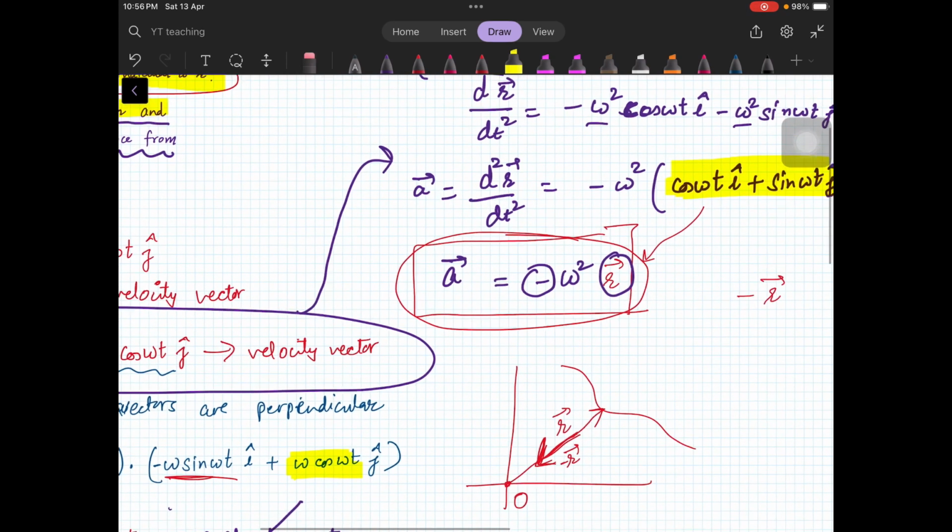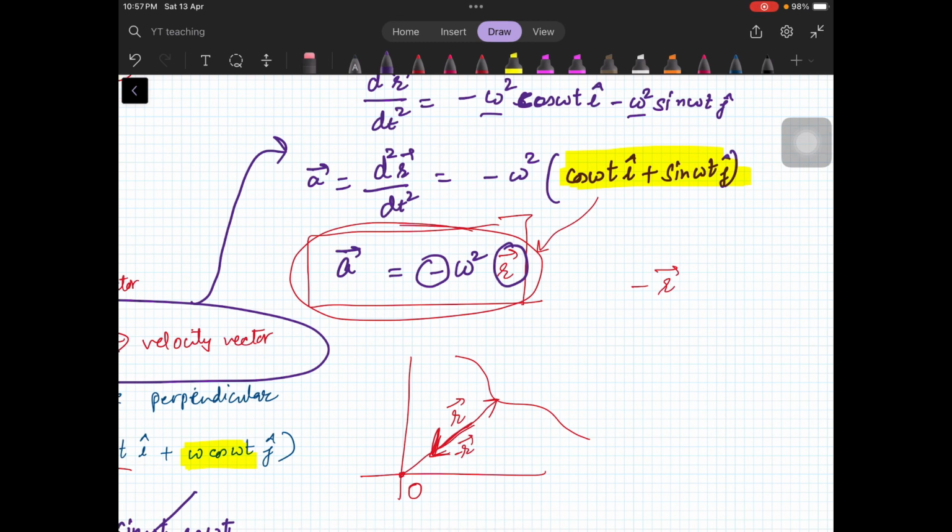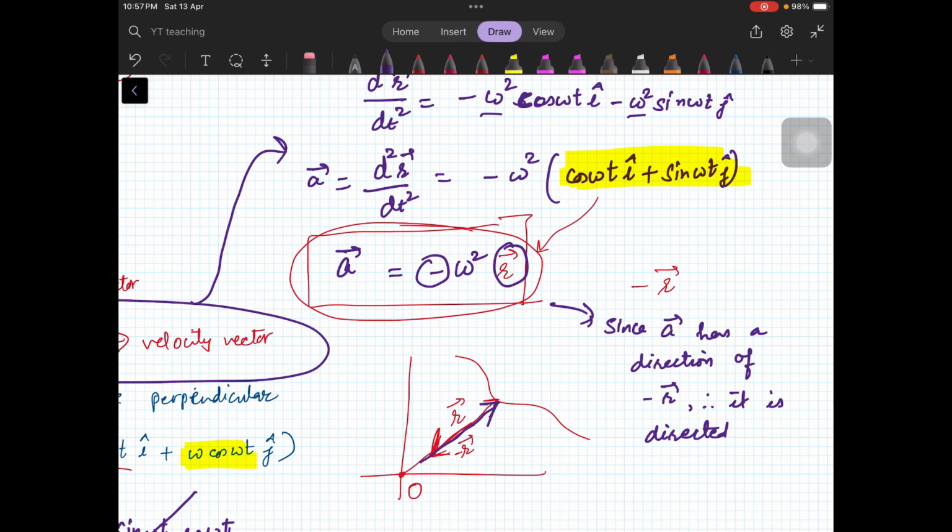Here you can say that since acceleration has a direction of minus r vector, therefore it is directed towards the origin, because by default the r vector is like this, directed away from the origin.